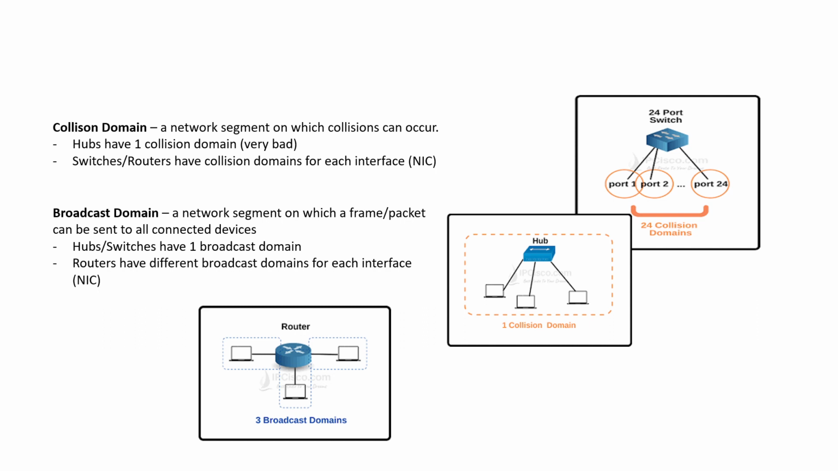With switches and routers, however, we find that we now end up with multiple collision domains, one for each interface. So put it this way: one collision domain is bad. Multiple collision domains is better, because it reduces the possibility of collisions to next to impossible. If we look at the diagram here, we have a switch that has 24 ports, and what we end up with here is 24 different collision domains, which is good.